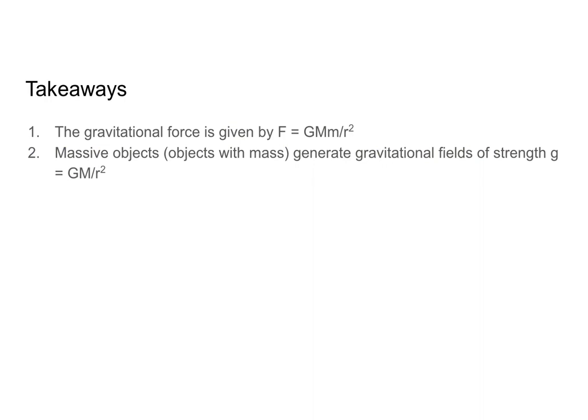First of all, the gravitational force on an object is given by the force of gravity equals GMm over r squared, or in terms of little g, our gravitational force is given by g times the mass of the object we're putting in the field. So again, the gravitational force on an object is the field strength at the point in space where the object is sitting times its mass. Second, massive objects, which are objects with mass, are going to generate gravitational fields of strength g equals GM divided by r squared, which we can also find by just dividing the gravitational force on an object in that field by its mass.